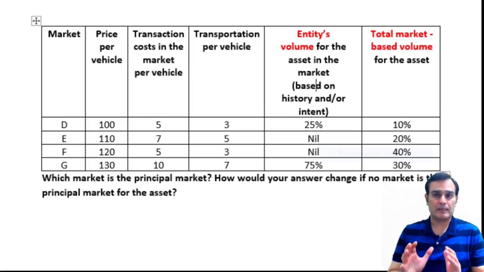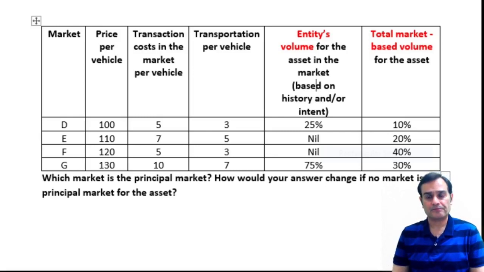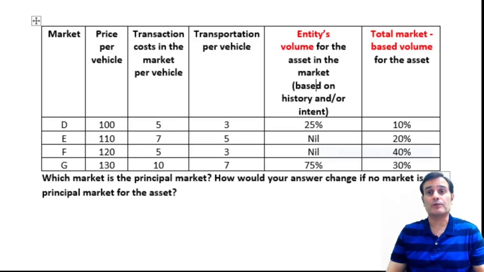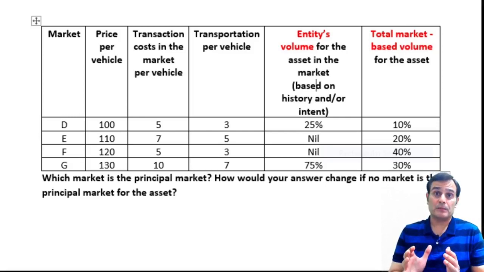Now, let's come back to the first issue first of all. Remember, when you're looking at a principal market, in this particular case, I'm not interested in looking at the price. I'm not interested in looking at the transaction or the transport cost. The identification of the principal market only focuses on the market-based volume, which is the last column in my example. And in this particular case, the greatest and the highest volume is traded in terms of market F. So we say the principal market is F.